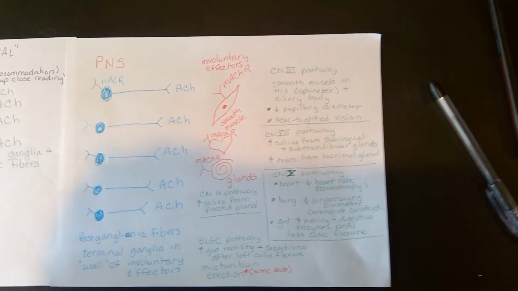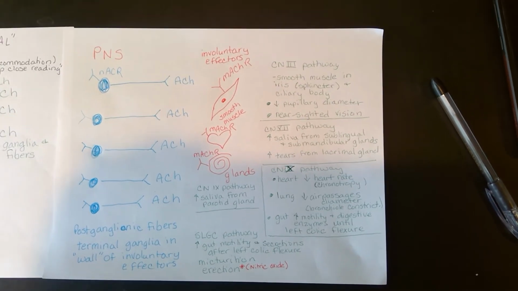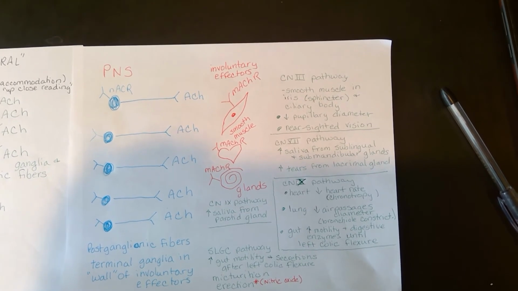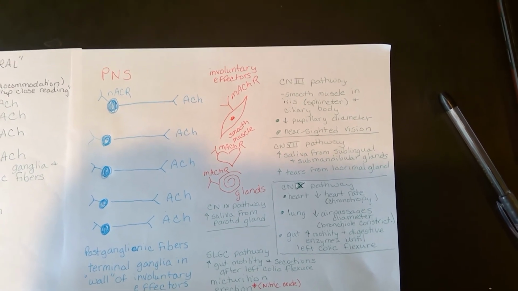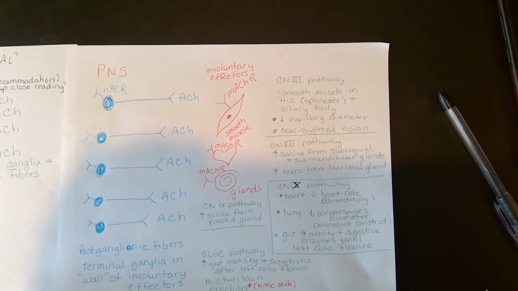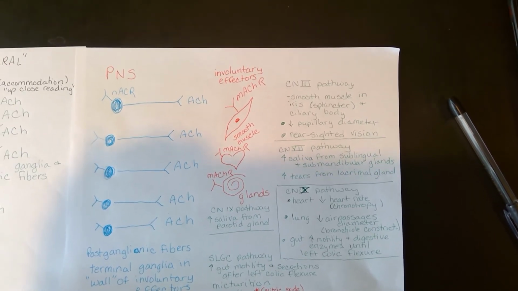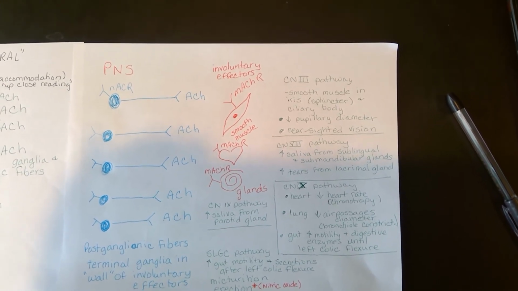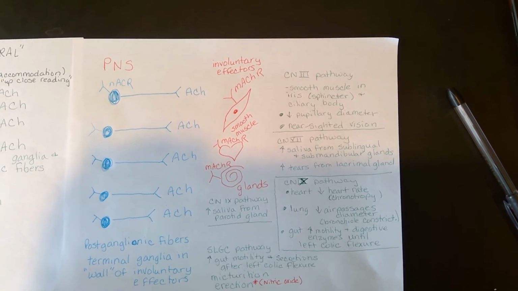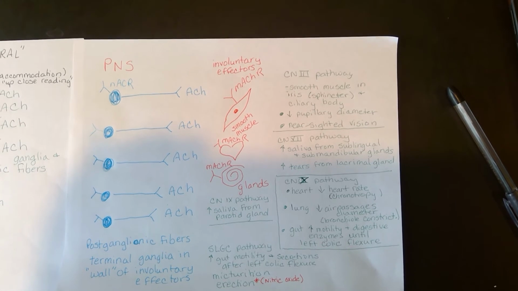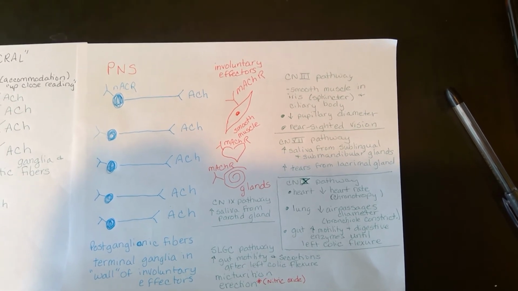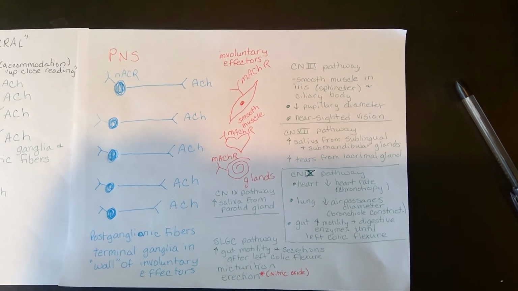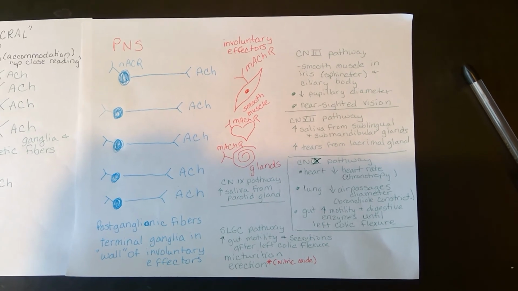So the cranial nerve 3 oculomotor pathway, if it is stimulated, we would see the ciliary body contract and allow us to have nearsighted vision. We would see contraction within the smooth muscle of the iris, the sphincter muscle specifically, and this would lead to a decrease in pupillary diameter. Cranial nerve 7 pathway, if stimulated, we would see increased salivary production from the sublingual and submandibular glands, and increased tears from the lacrimal gland.